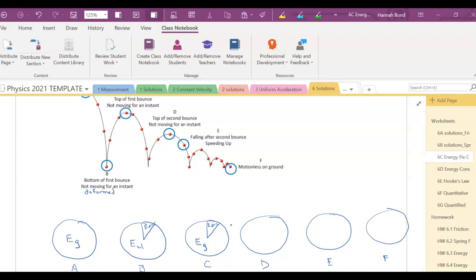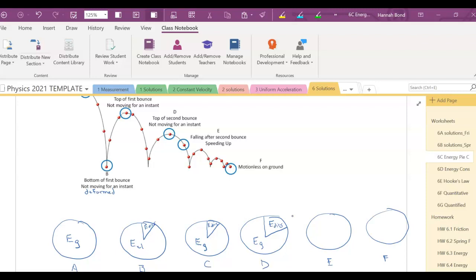Okay, now D is looking at the ball at the top of the second bounce. So even though, as the ball hit the ground the second time, more energy was dissipated, D is different than C in that the piece of pie that is dissipated energy has grown. Let's say it's doubled in size.